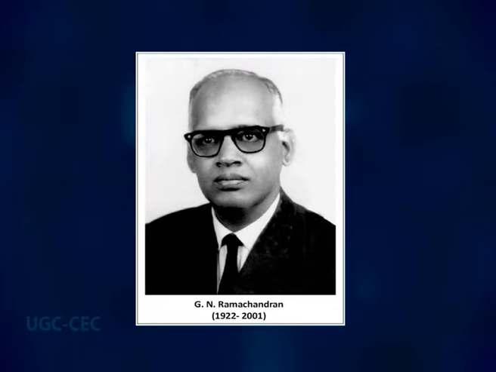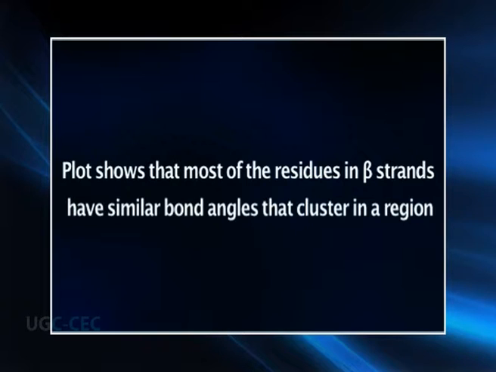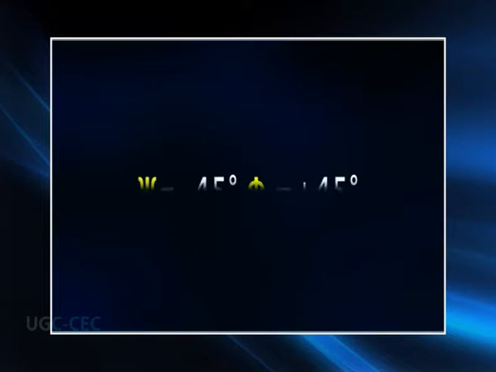For any given protein, you can plot all of the bond angles for every pair of residues. These can be plotted on a diagram called a Ramachandran plot, named after the biophysicist G. N. Ramachandran. Such a plot shows that most of the residues in beta strands have similar bond angles that cluster in a region near the top left-hand corner of the diagram. Similarly, residues in a right-handed alpha helix have very similar bond angles around psi minus 45 degrees and phi minus 45 degrees. The residues in type 2 turns also have very characteristic bond angles.